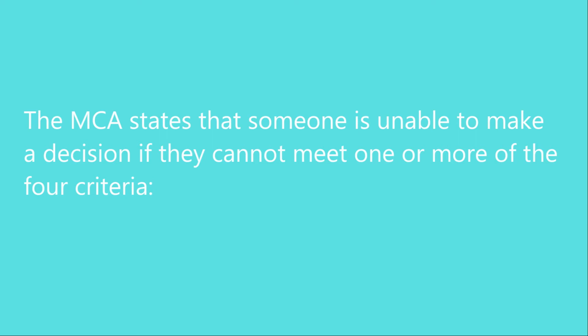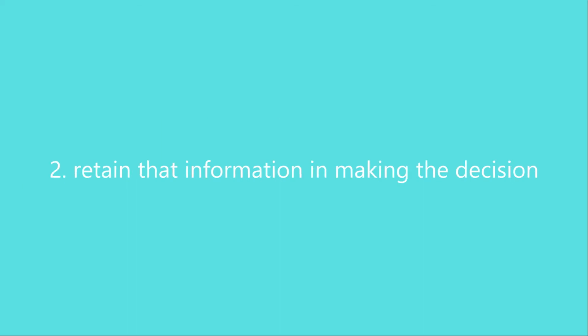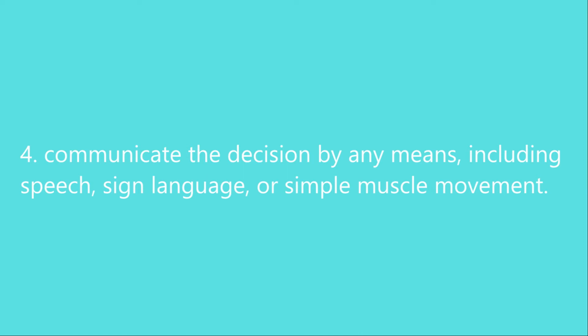The Mental Capacity Act states that someone is unable to make a decision if they cannot meet one or more of the 4 criteria. The first criteria being understand the information relevant to the decision. This includes reasonably foreseeable consequences of whatever decision is made or of failing to make a decision. The second criteria is retain that information in making the decision. The third criteria is use or weigh the information available. The last criteria being to communicate the decision by any means, including speech, sign language, or simple muscle movement.